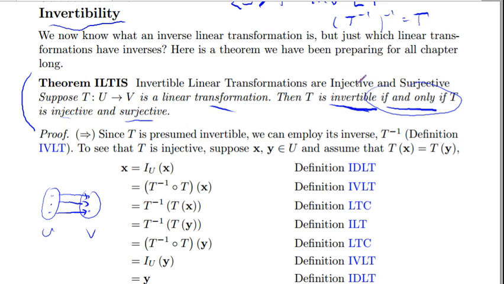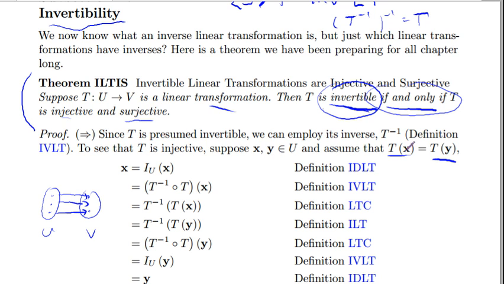So we have to go two ways. We have to show invertible implies injective and surjective, and we have to show vice versa: injective and surjective implies invertible. The first way is actually a little bit easier. Let's assume T is invertible. So we need to show that T of x equals T of y implies x equals y.